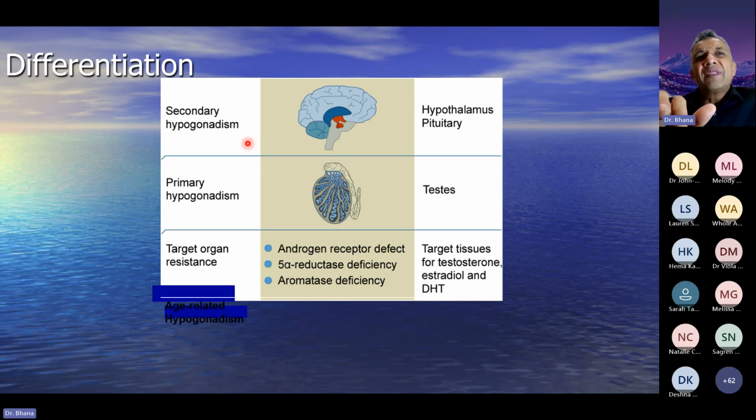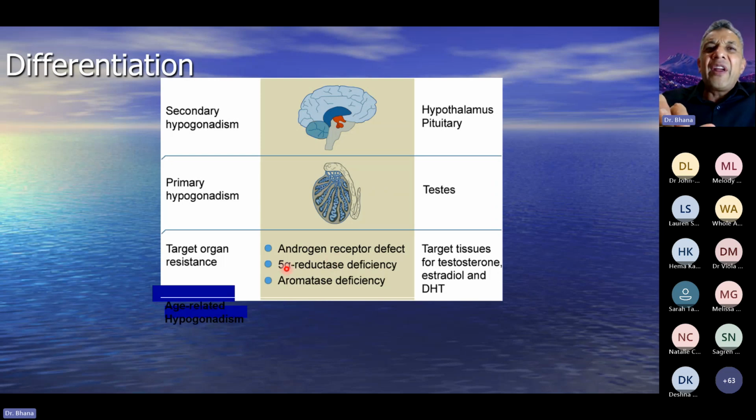But you can also have secondary hypogonadism, which comes from pathology higher up. This is where either the hypothalamus or pituitary is dysfunctional, so it is not making the hormones called GnRH, gonadotropin releasing hormone, which is made in the hypothalamus, and that normally tells the pituitary to make a hormone called FSH, follicle stimulating hormone, and LH, luteinizing hormone, and those two then work downstream to produce testosterone.